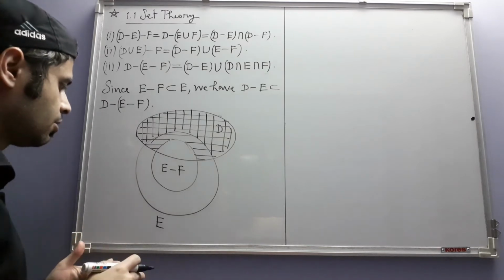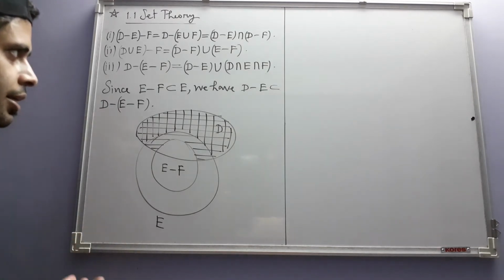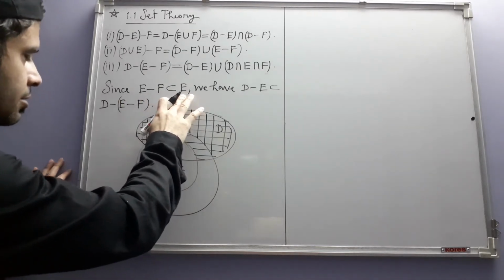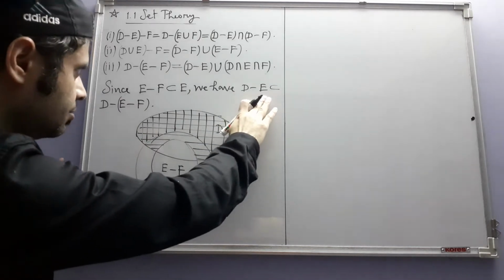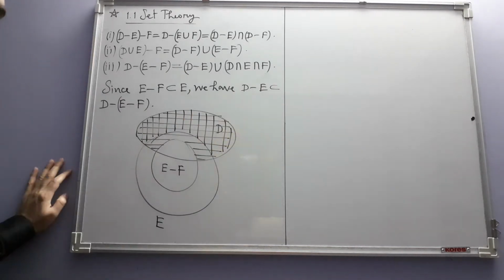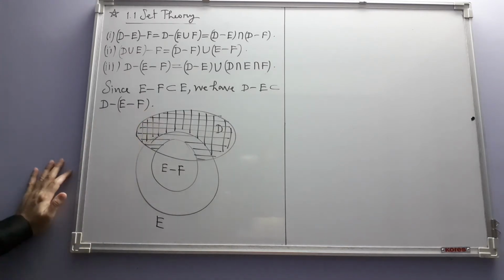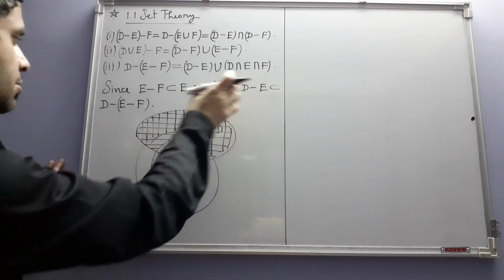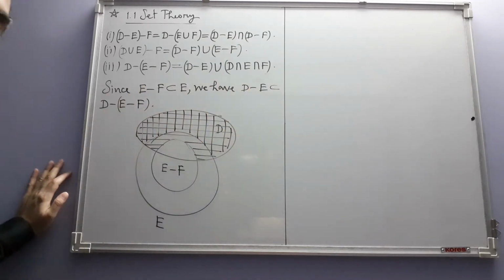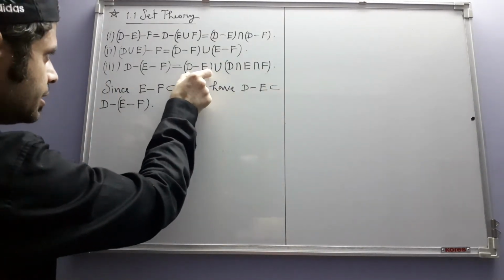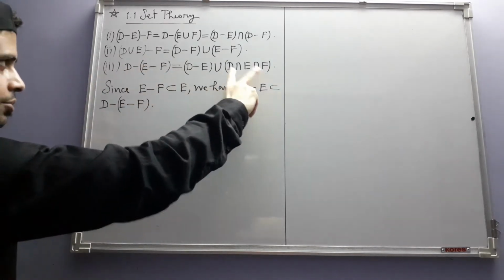Or, in another sense, if you want to understand why it's like this, E minus F is smaller than E. So when we are subtracting E, we are actually subtracting more from D than when we are subtracting E minus F from D. So that's why D minus E becomes smaller, or is contained in D minus (E minus F). Okay. So this is a subset of this. Now we come to this.